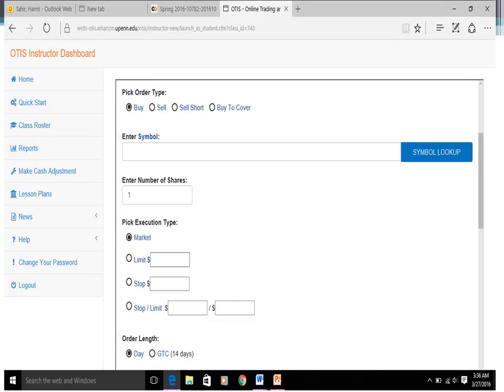Then you would get to this screen. This screen is ideal if you already have the symbol. You can do symbol lookup, but I suggest that you do your research in Yahoo Finance and bring in the symbol. So for example, if you wanted to buy a few shares of Microsoft, you would not type Microsoft here, but you would type MSFT, the four-letter ticker symbol for Microsoft. Then you would enter the number of shares, and then the type of order, which I'm going to explain to you in the next slide.